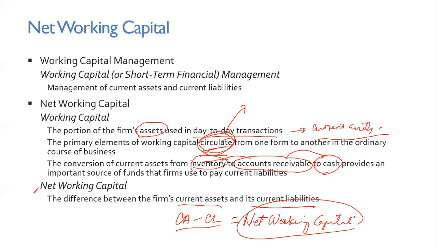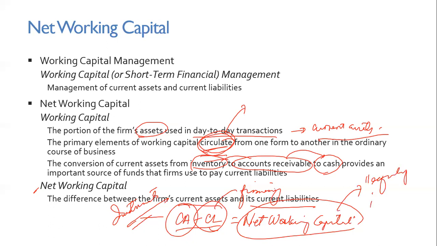Current assets are the investments related to working capital. Current liabilities, on the other hand, is the financing of that working capital. So the difference of the two, that's called net working capital. In essence, it refers to the equity invested in working capital.